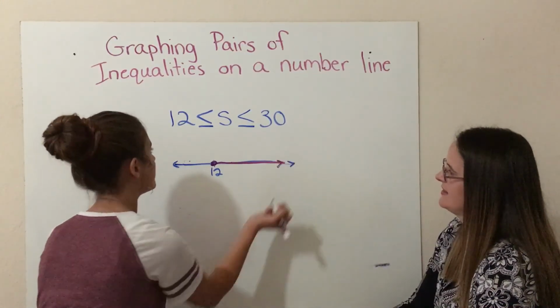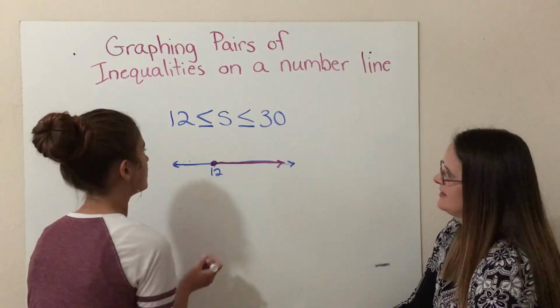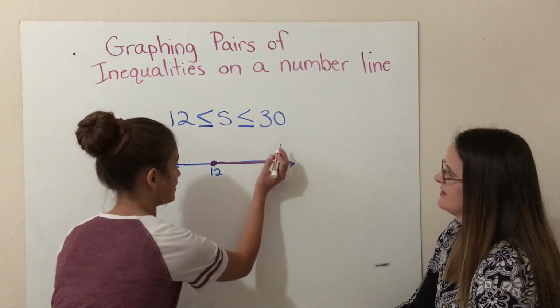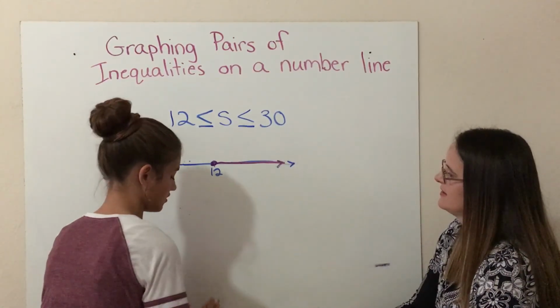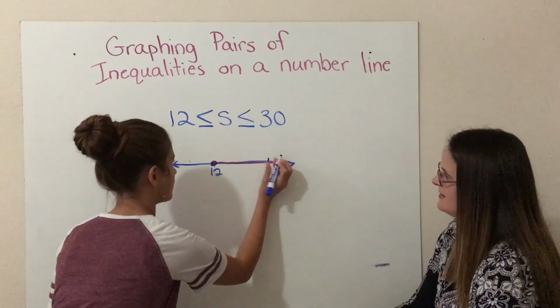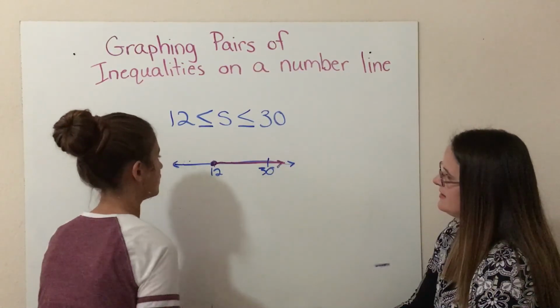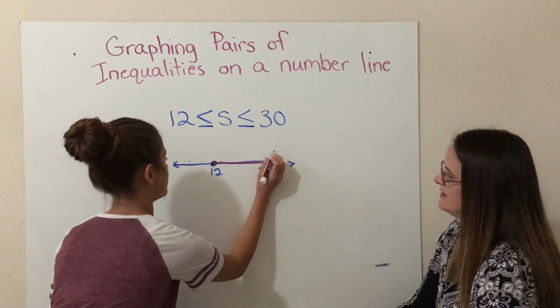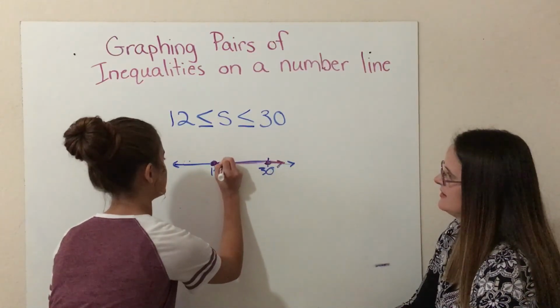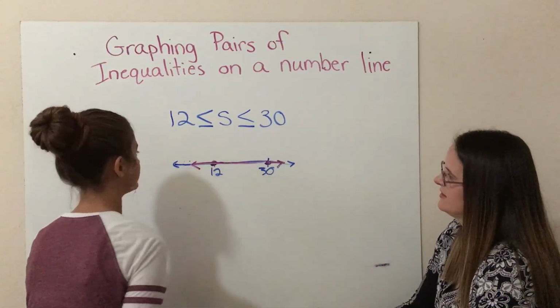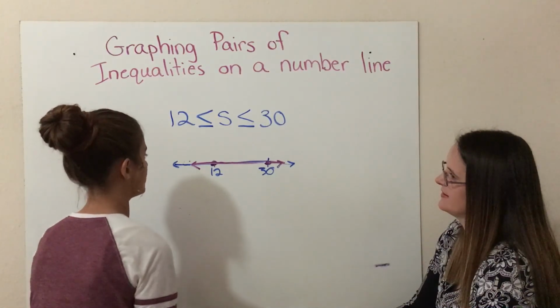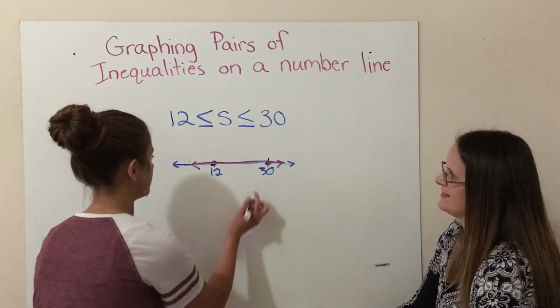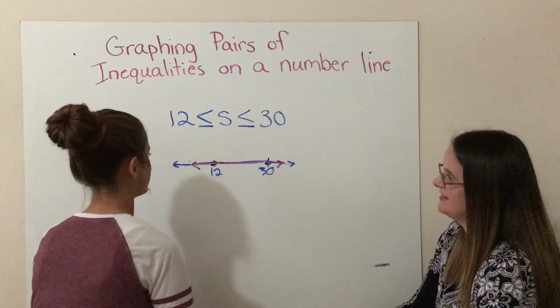And then 30 needs to be less than 30, so we put 30 here with a closed dot because it could be equal to 30, but it needs to be less than, so we go this way. Okay. So anything in here would be okay.